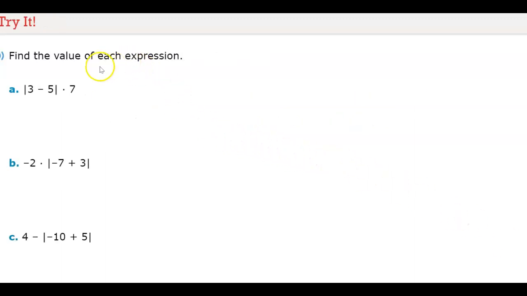Now let's find the values of some of the expressions. I'm going to do number B. So let's look at B. And it says -2 times the absolute value of -7 plus 3. So order of operations again.